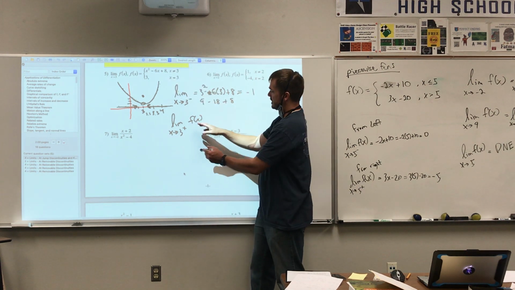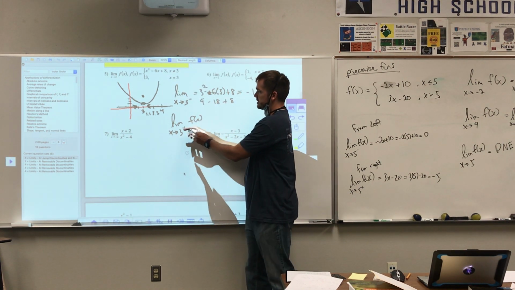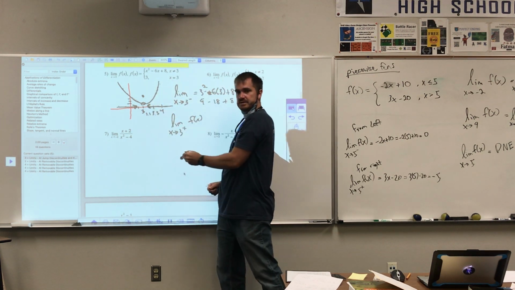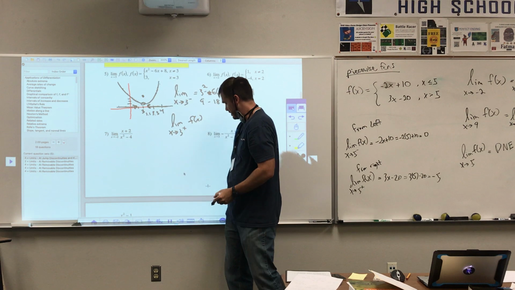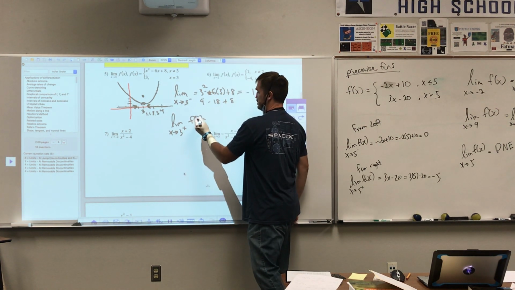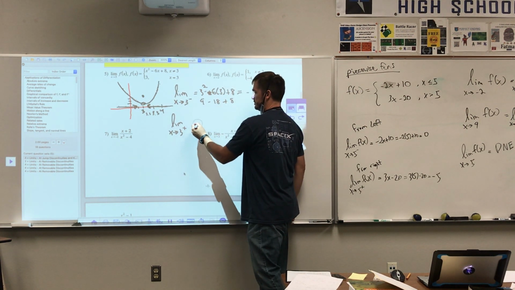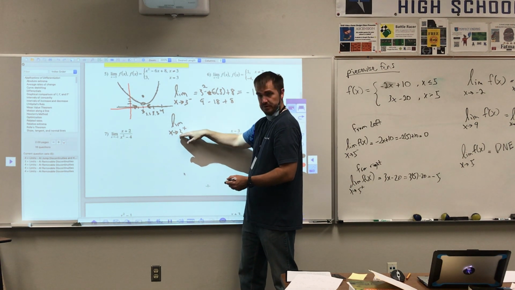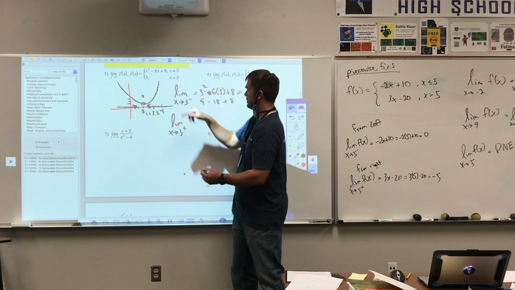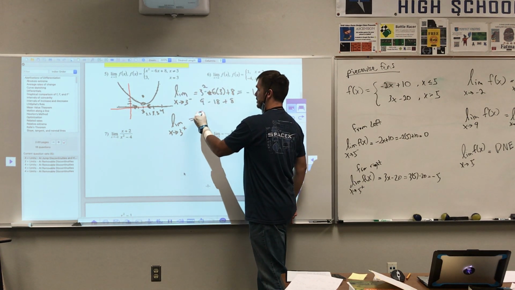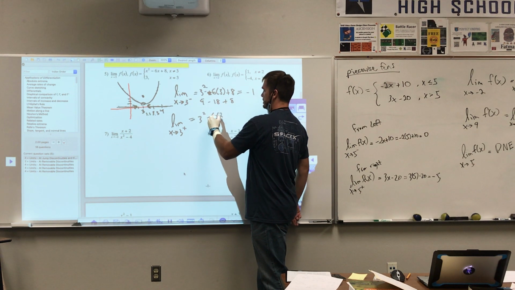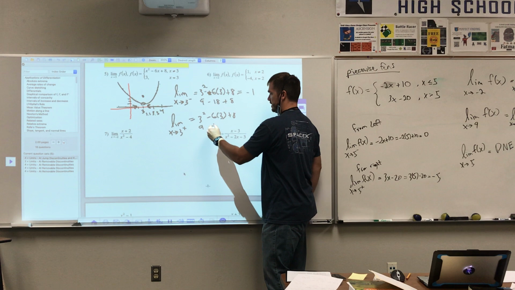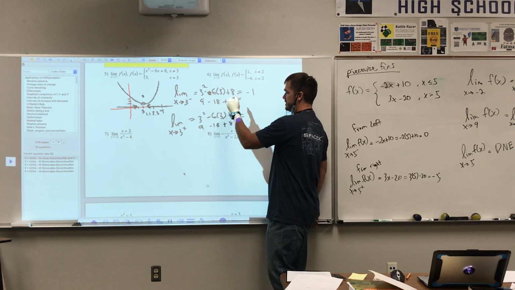Right? So when I say, what is the limit of f of x as x approaches 3 from the right? What values am I plugging in? We're following that. So what I'll do is a direct substitution of 3 into this. That's 3 squared minus 6 times 3 plus 8. So 3 squared is 9 minus 18. It's the exact same thing that I just did a second ago.